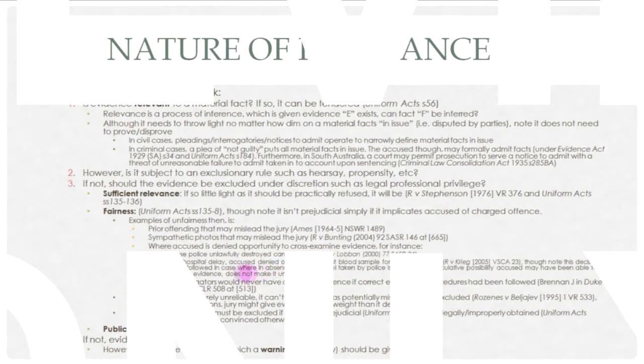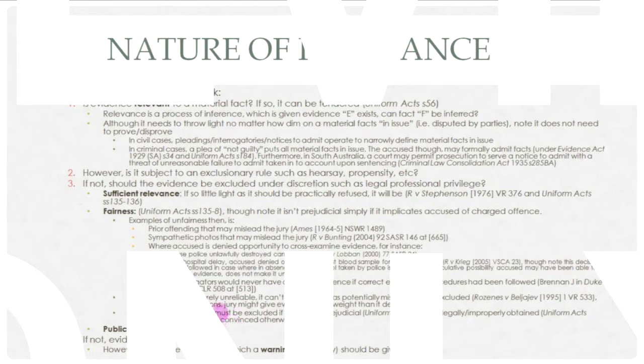and Loban 2000. Due to hospital delay, accused denied opportunity to test blood sample for alcohol content, as R and Krieg. Though note this decision was not followed in a case where the absence of blood alcohol taken by police is inaccurate. Speculative possibility accused may have been able to challenge evidence does not make it unfair. Where investigators would never have obtained evidence if correct evidentiary procedures had been followed, as Justice Brennan in Duke and R. And where evidence is merely unreliable, it cannot be regarded as being potentially misleading and excluded, and that's Rosines and Beljajev, unless even with directions, jury might give evidence more weight than it deserves.